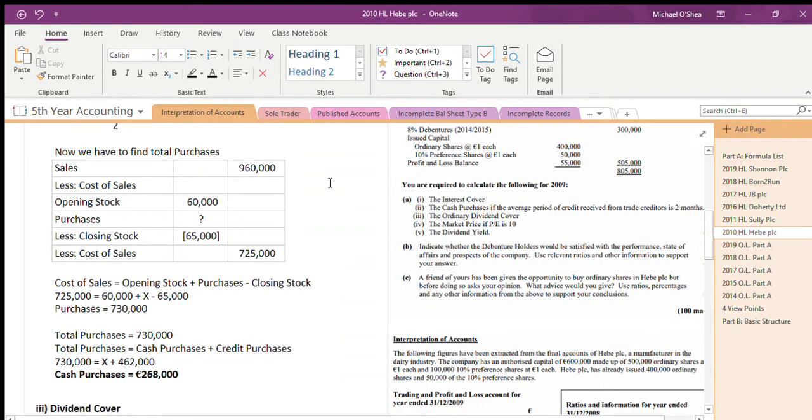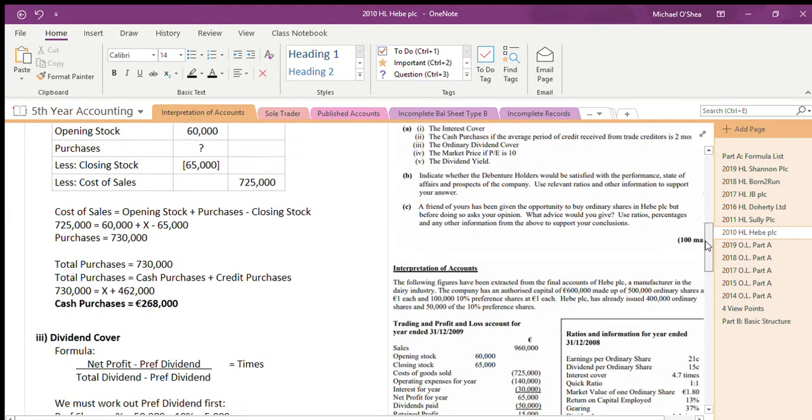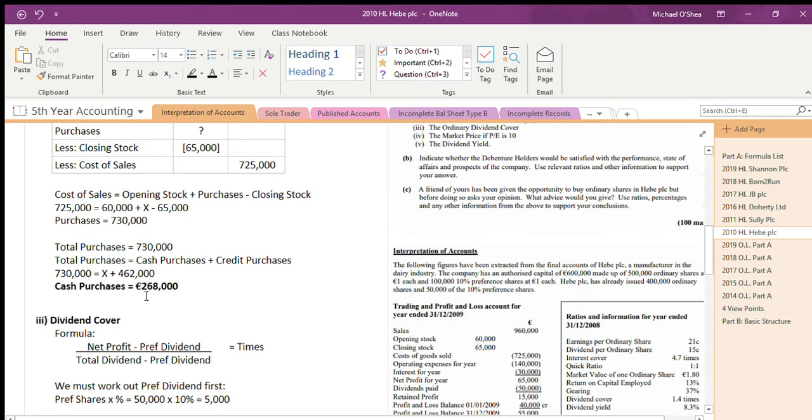Well, this is just a guide. You don't have to do it. This is the trading profit and loss. This is the purchases figure that I don't have, but I know that opening stock plus purchases less closing stock equals 725,000. Therefore, if I put that into a formula, I'll work out purchases to be 730,000. I have my total purchases. I have my credit purchases up here, 462. Therefore, my cash purchases is the difference. It's 268,000. The third thing we're asked to get is the ordinary dividend cover.